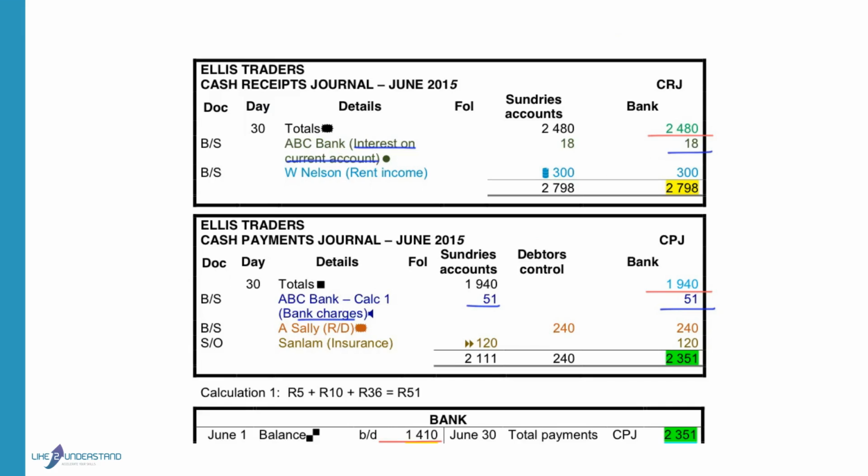In the cash payments journal, I will show that A. Sally is a debtor, so debtors owe me 240 again, and I have 240 Rand less in the bank.